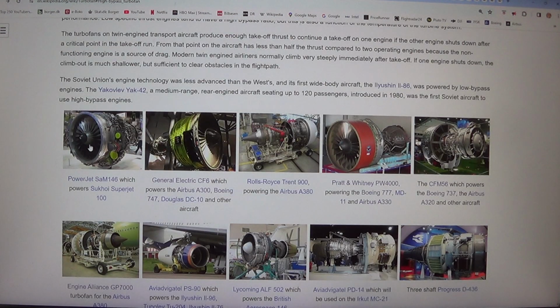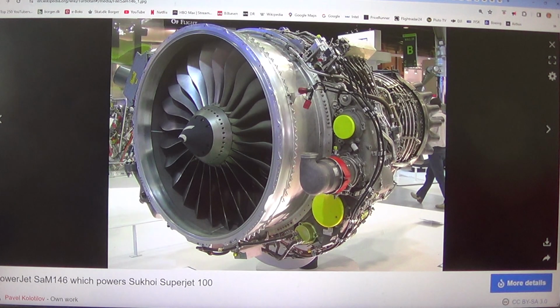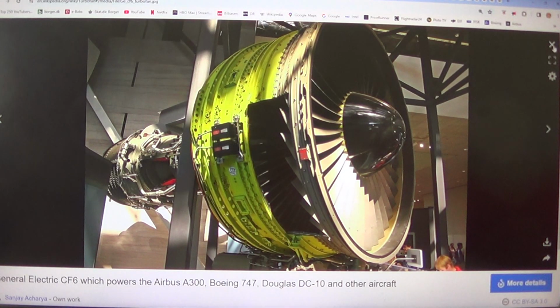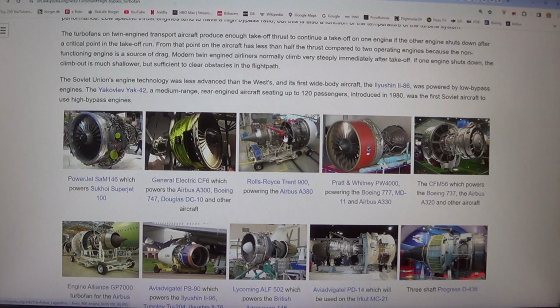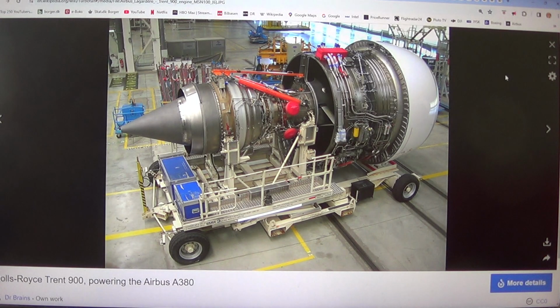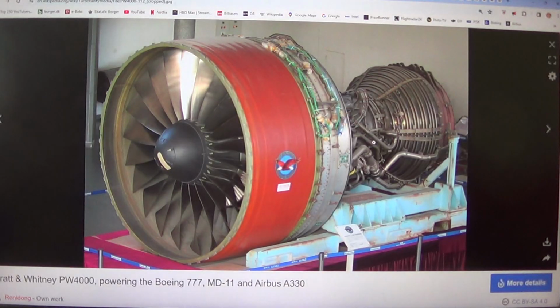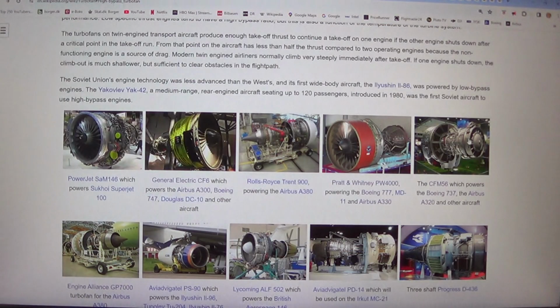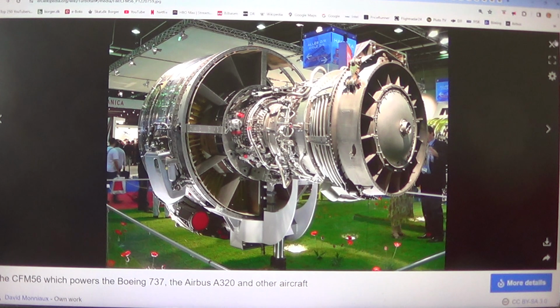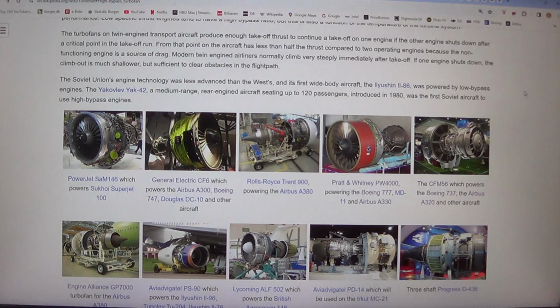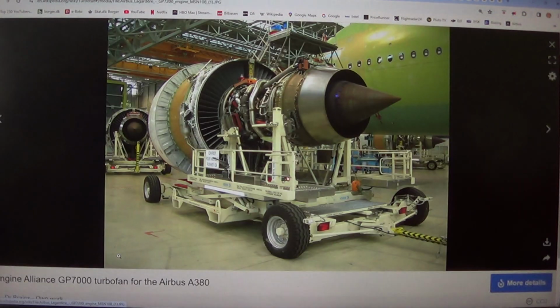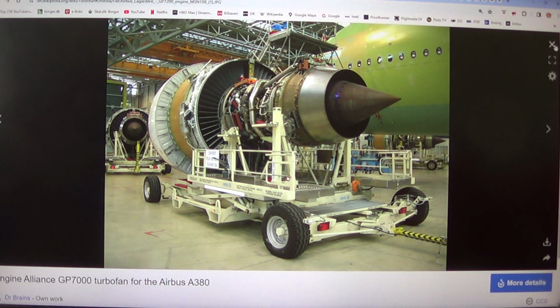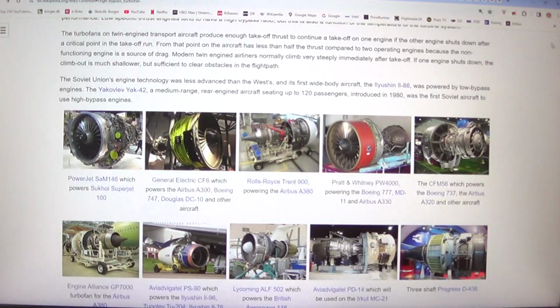Low specific thrust engines tend to have a high bypass ratio, but this is also a function of the temperature of the turbine system. The turbofans on twin-engine transport aircraft produce enough takeoff thrust to continue a takeoff on one engine if the other engine shuts down after a critical point in the takeoff run. From that point on, the aircraft has less than half the thrust compared to two operating engines because the non-functioning engine is a source of drag.